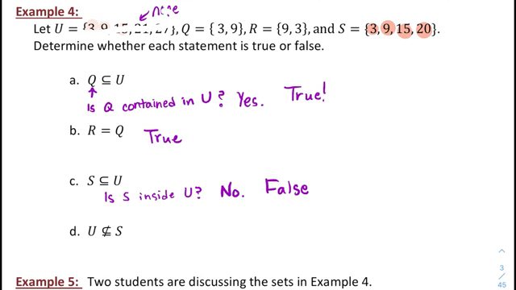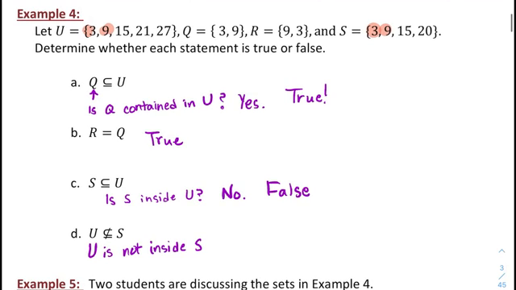On D, it's kind of a little bit of a brain bender, because what this statement is saying is that U is not a subset of S, so U is not contained inside of set S. So let's see if it is. If we find everything in set U that's in set S, 15 is in set S, 21 is not contained within set S, so that means it is true that U is not a subset of S.